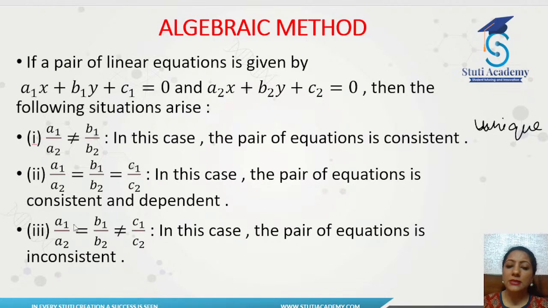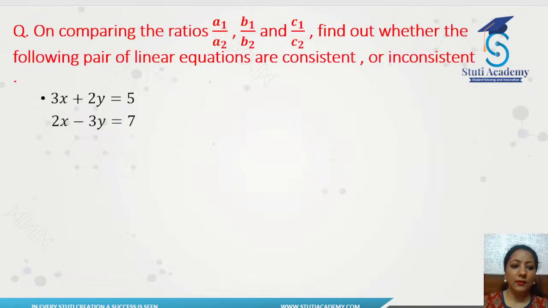Now comes the third case where A1 upon A2 equal to B1 upon B2 not equal to C1 upon C2. This is the case of inconsistency. Inconsistency means that there is no solution. No solution, the set of equations is inconsistent. There is no solution, that means there is no point in common here. So the lines here are parallel lines. Now we've discussed these questions also where we check the consistency of the equations.